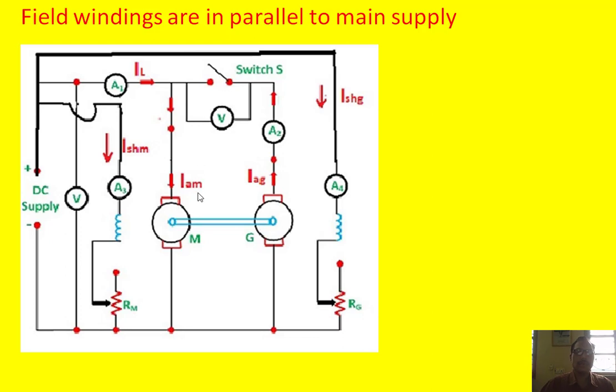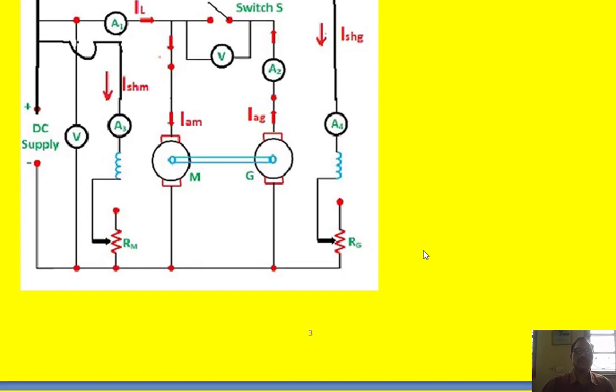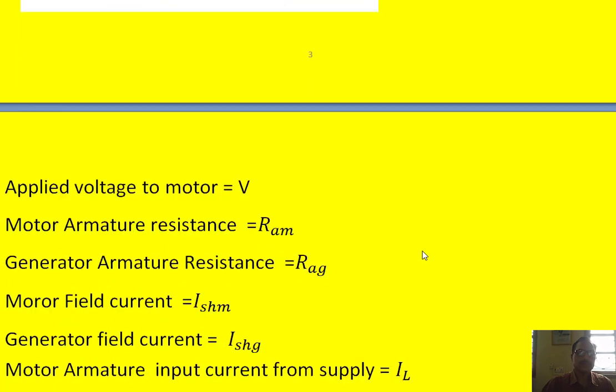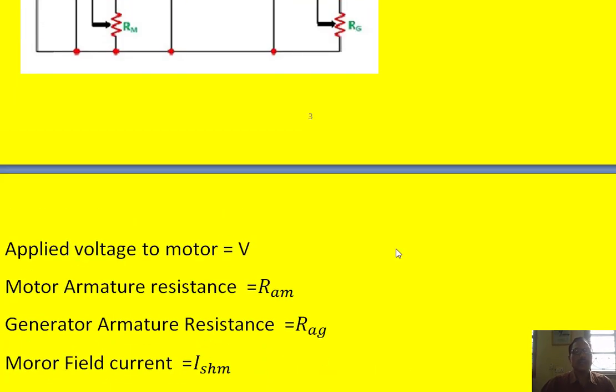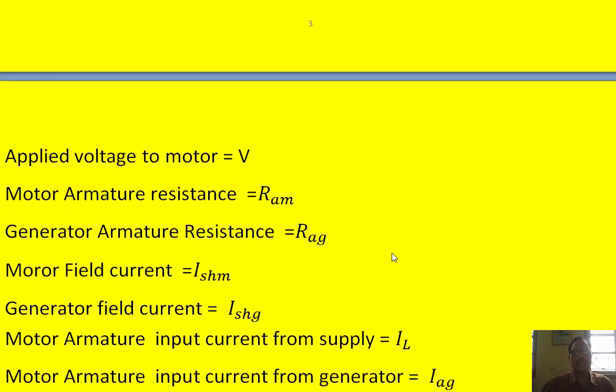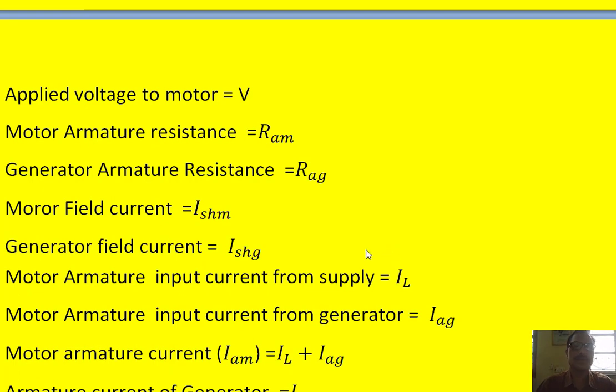Once this happens, we have to note down all the meter readings: this voltmeter reading, and ammeter reading here, ammeter reading here, and this ammeter reading. Then we have to use that data for analyzing this test. That is, first we are going to get the KCL equation to get the currents in various branches.